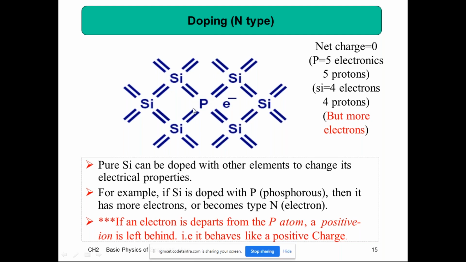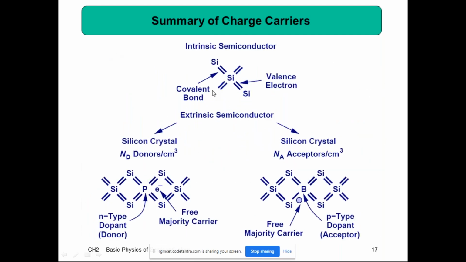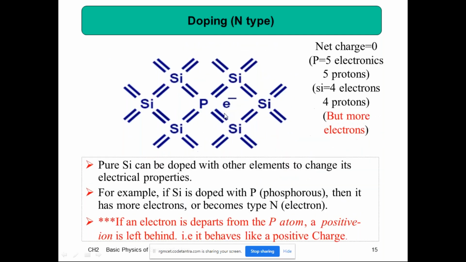Similarly, if you dope it with phosphorus atoms to form an n-type semiconductor, even though we inserted phosphorus atoms, the total net amount of charge is still equal to 0. Whether it is a doped semiconductor or an undoped semiconductor, the net charge is equal to 0.